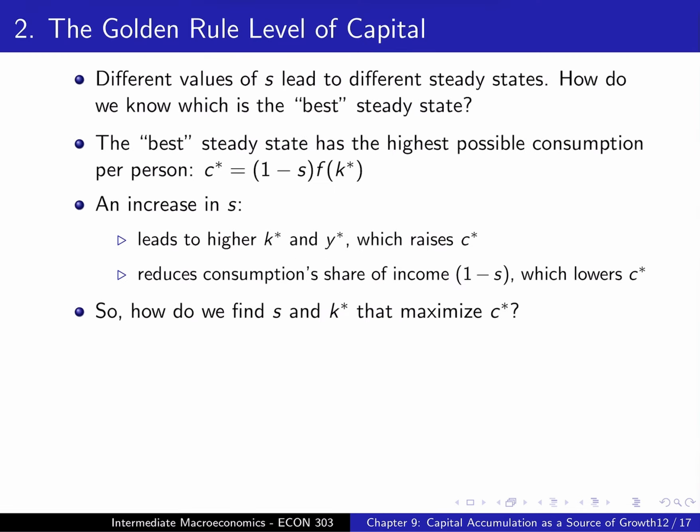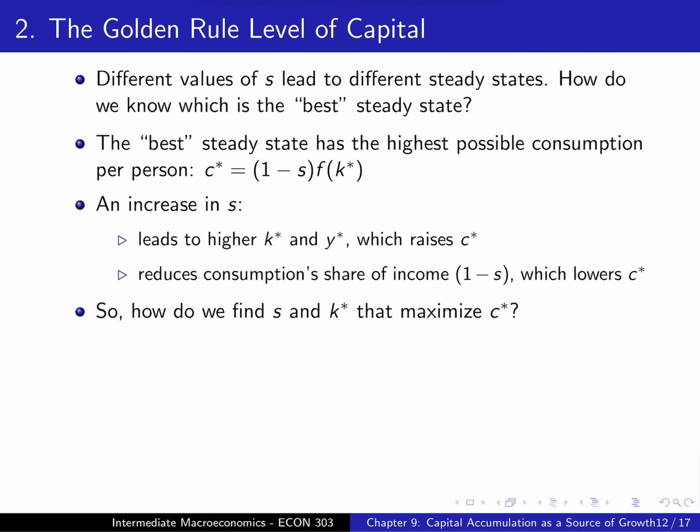In this section, we discuss the golden rule level of capital. Different values of the saving rate lead to different steady states. But how do we know which steady state is the best? The best steady state is the one that maximizes consumption per person or per worker. That is, lowercase c star equals 1 minus lowercase s overall times a function of lowercase k star.